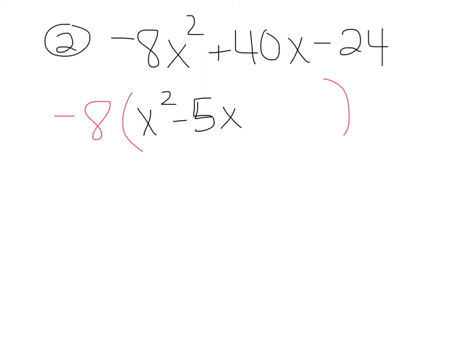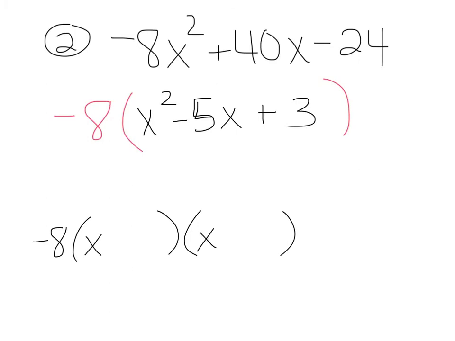because 40 divided by negative 8 is negative 5, and then negative 24 divided by negative 8 is a positive 3. So now we just need to factor out what's in the parentheses there, and we know that our final answer will have a negative 8 on the outside. Okay, so x times x gives you x squared. And then we want to find factors of 3 that are going to add up to negative 5.